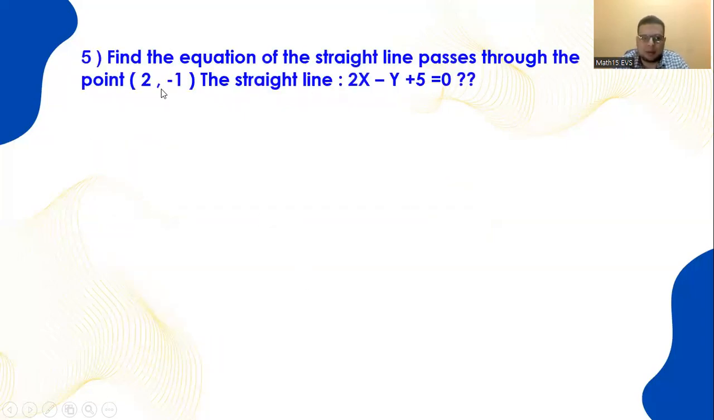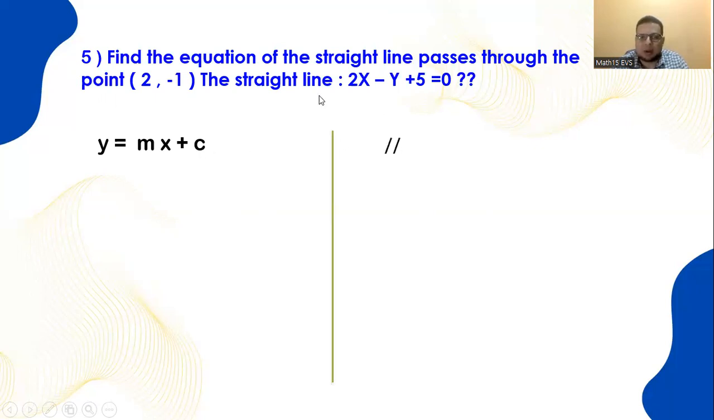Question number 5. Find the equation of the straight line that passes through the point 2 and negative 1, parallel to the straight line 2x minus y plus 5 equals 0. Yes, I need the equation of the straight line passing through this point. This is given, and I also have the equation of the other line. The required equation will be y equals mx plus c. I need the value of m and the value of c. M here is the slope, c here is the intercept on the y-axis.